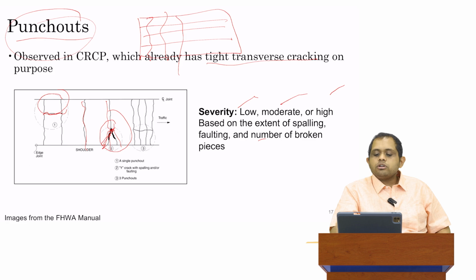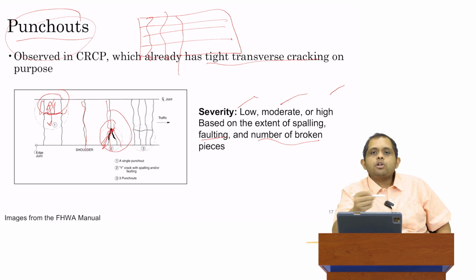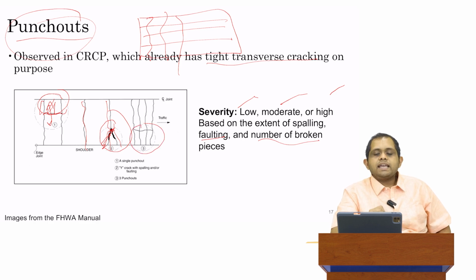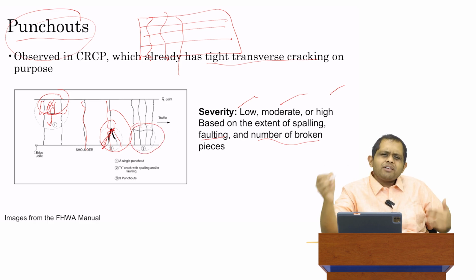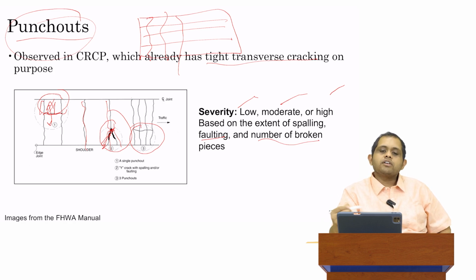It is also measured by the amount of faulting. So again, you've got a punch out, and because the little piece of concrete is physically free to just pop out, in that case, you can have differential deflection in between. And so you do develop faulting. And finally, we count the number of actual broken pieces. For example, over here, you can count 3 broken pieces. The actual number of broken pieces for every kilometer or so. So these 3 things combined will help you classify whether you have a low, moderate, or high severity punch out.